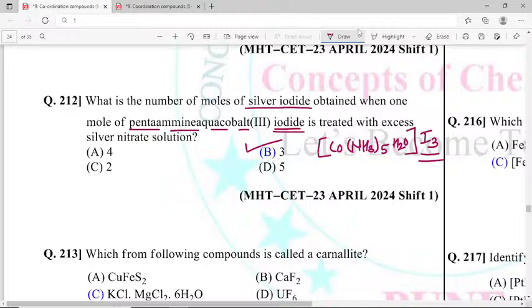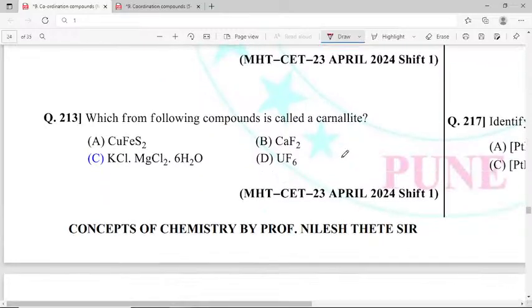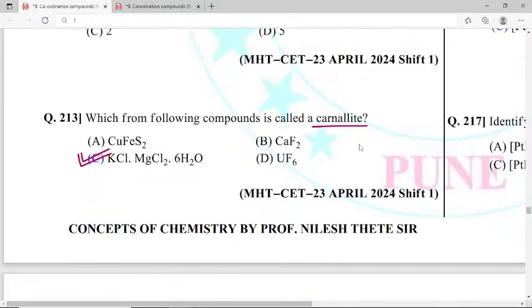Okay. So this is the 3 mole of the silver nitrate solution. Which from the following compound is called carnallite? So carnallite having the formula KCl-MgCl2 6-hydrate. Carnallite.